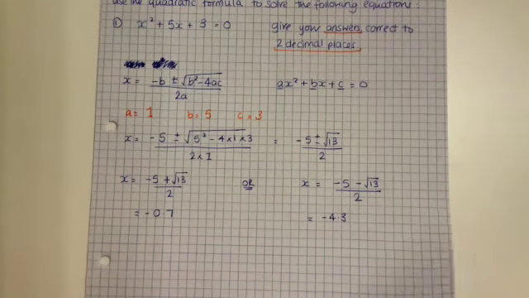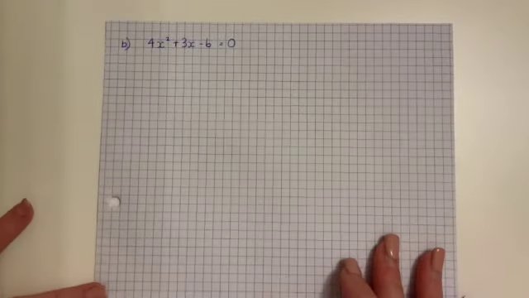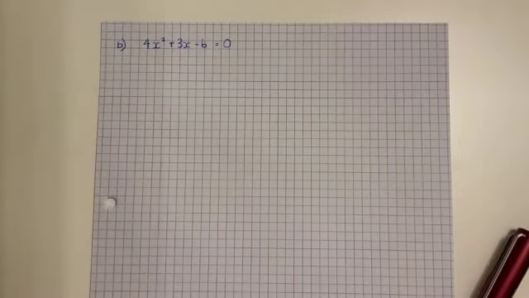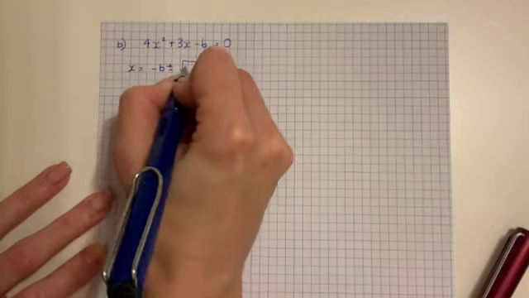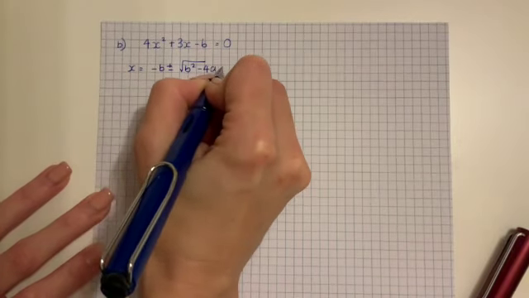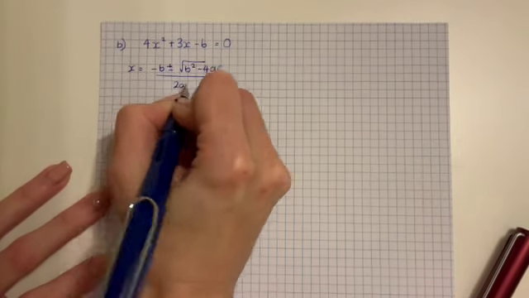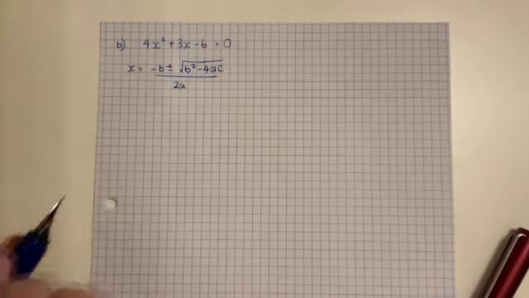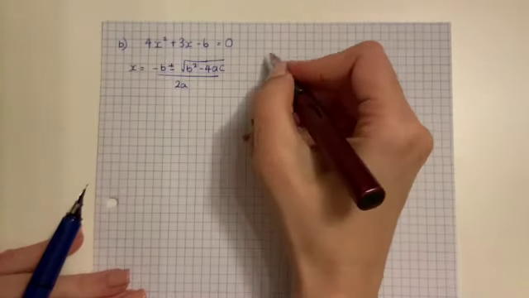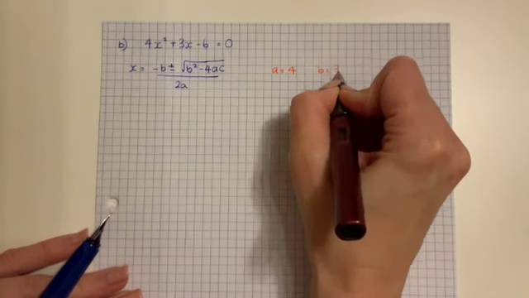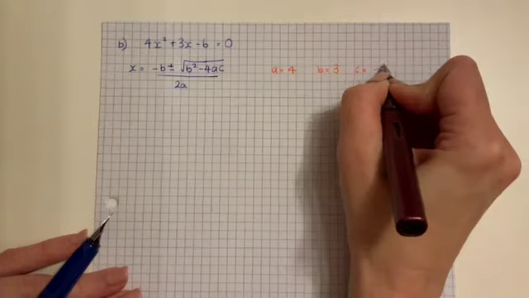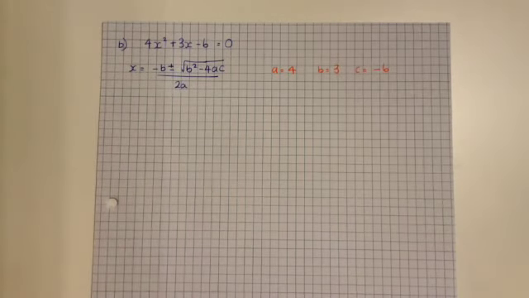Okay. Let's have a look at the next one. So this one is slightly different, okay, because we've got a negative in it. So let's start off. Let's write out the formula. Okay, and let's write out what A, B and C are equal to. So this time, A is equal to 4, B is equal to 3, and C is equal to -6.